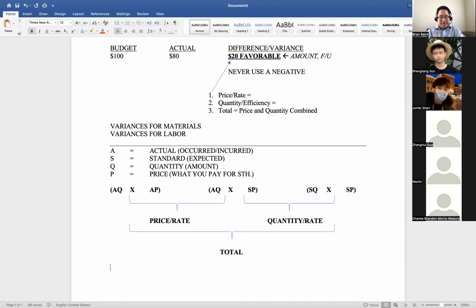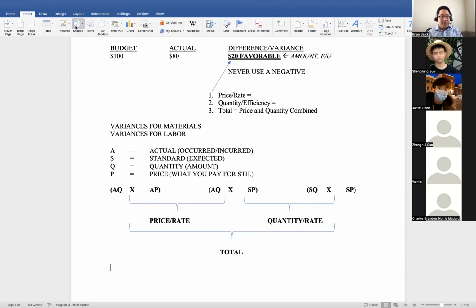Okay. So just remember, when you figure out variances, always take the number on the left minus the number in the middle. That'll give you the price or the rate variance. Take the number in the middle minus the number on the right. That'll give you the quantity or rate variance. To get the total variance, take the number on the left minus the number on the right. It's called the total variance. Right. So when you use this method, everything is going to be going from left to right.